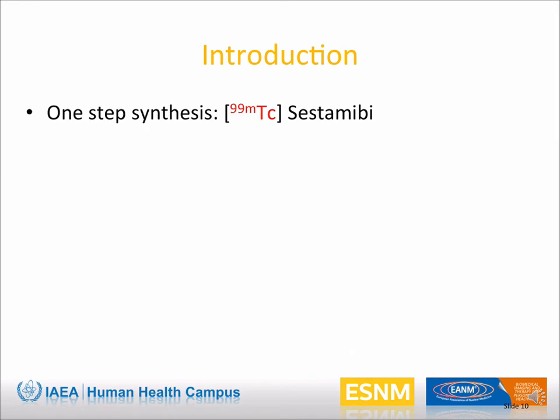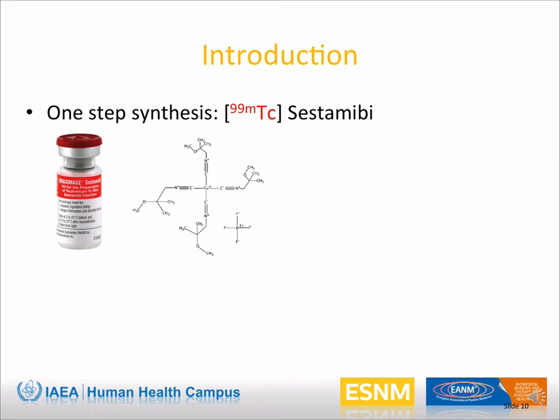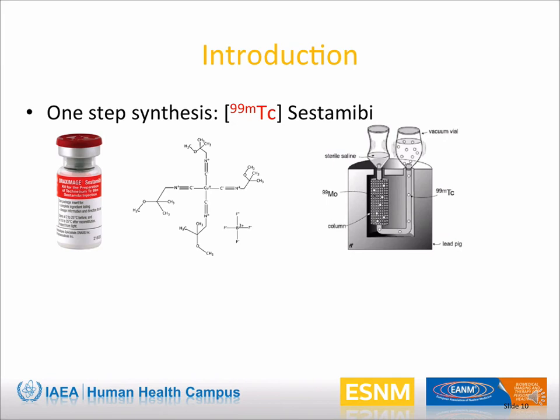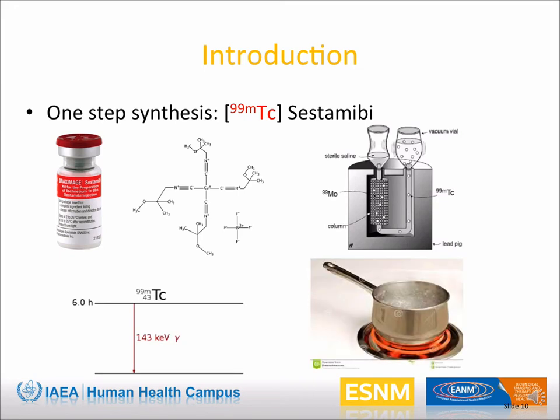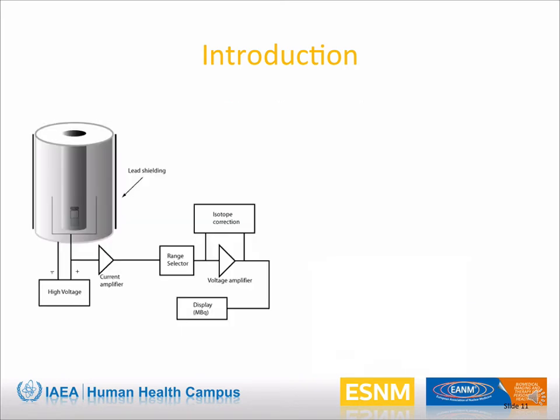So we're going to show a one-step synthesis of sestamibi. So here is a vial with sestamibi. This is how the sestamibi precursor looks. We put the vial on the top here on the vacuum, and thus the saline is sucked through the generator. It elutes off the technetium-99m. And once we have the technetium in the vial, we put it in hot water and boil it for 10 minutes. And then the sestamibi is done.